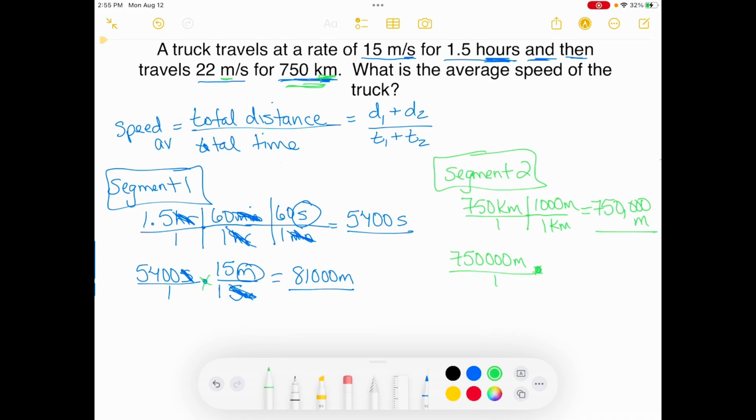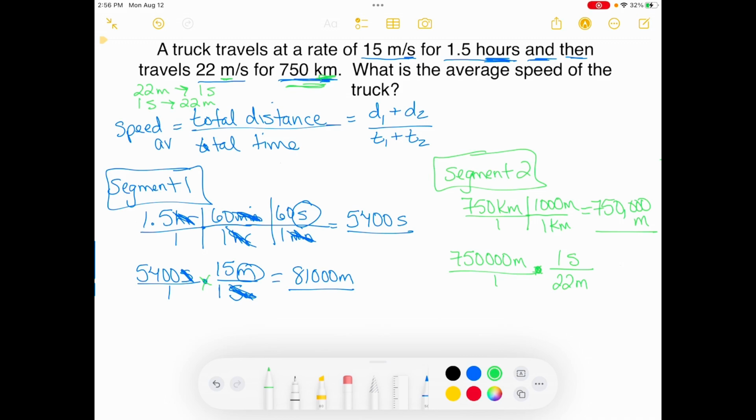Now, though, this 22 meters per second is saying this. You go 22 meters for every 1 second. Or you could say for every 1 second, I go 22 meters. So I need time. I'm going to put time on top. I went 1 second. In 1 second, I went 22 meters.